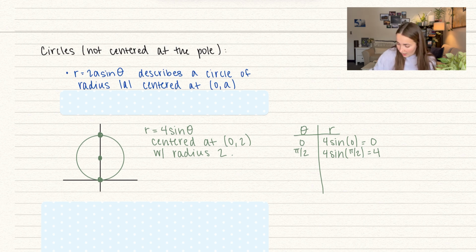Now let's go ahead and do pi. We get 4 sine of pi. Sine of pi is equal to 0, so we go back down to the pole, right? So that's where we get that point again.